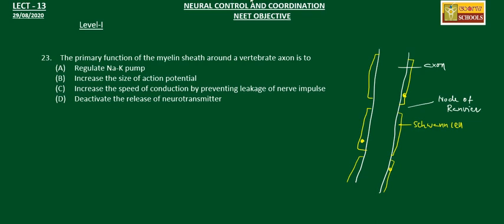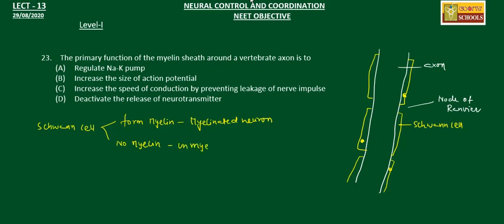Here the Schwann cell may or may not form a myelin sheath. If it forms myelin, then the neuron is called a myelinated neuron. And if the Schwann cell doesn't form myelin, so no myelin, then it's called an unmyelinated neuron.